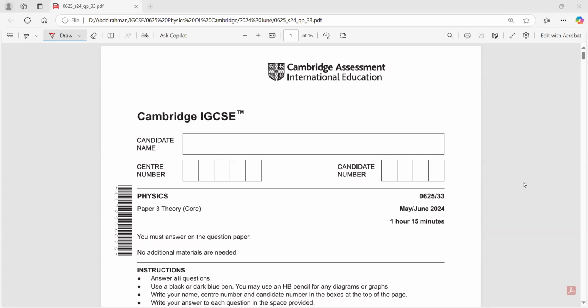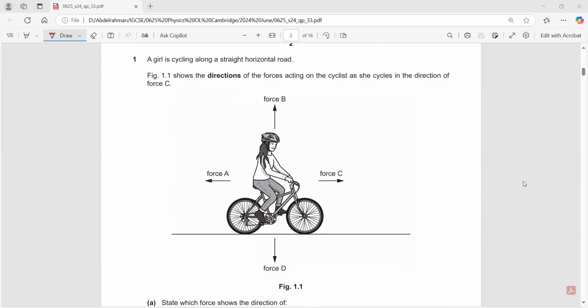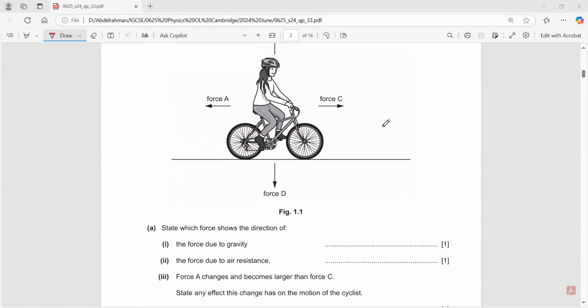Okay, May/June 2024, paper 3, variant 3. Question 1. A girl is cycling along a straight horizontal road. Figure 1.1 shows the directions of the forces acting on the cyclist as she cycles in the direction of force C. State which forces show the direction of the force due to gravity.